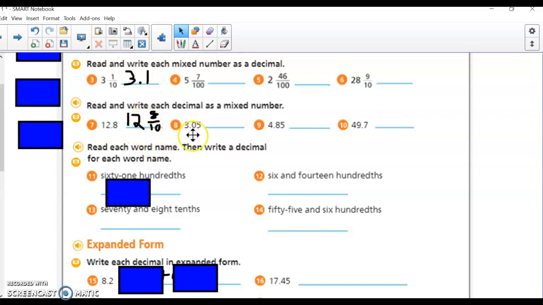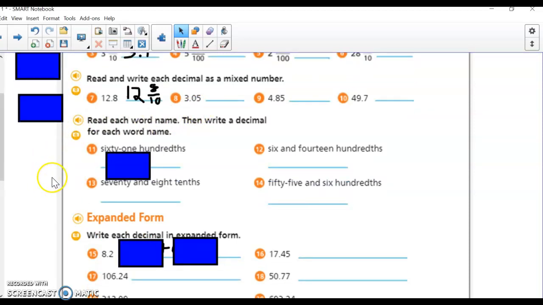Be careful with 8, right? Think about what that number really is. What place value is that 5 in? Okay, and now we're going from word form. You don't have to write the word form, but you've got to be able to write it and rename it as a decimal. So 61 hundredths.